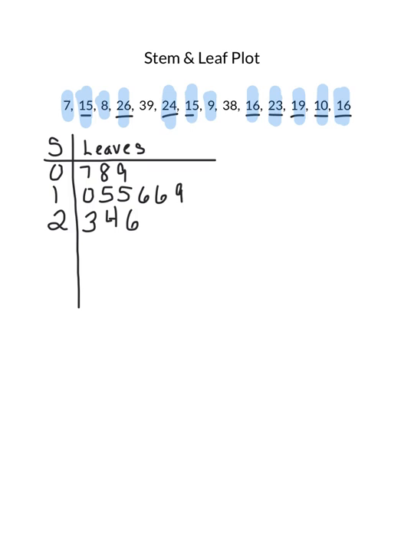Finally, I see numbers in the 30s, so my next stem is going to be a 3. I see a 38 and I see a 39, and I think I found all the numbers. And lastly, you should give your stem and leaf plot a key. In my key, it shows me that 2 | 4 is the same as the number 24.